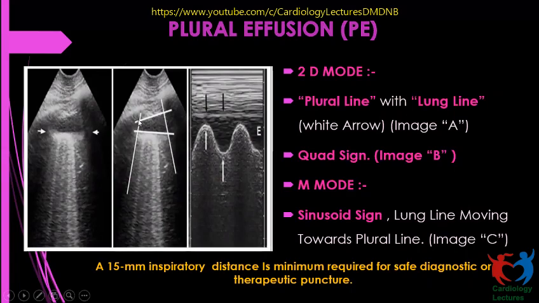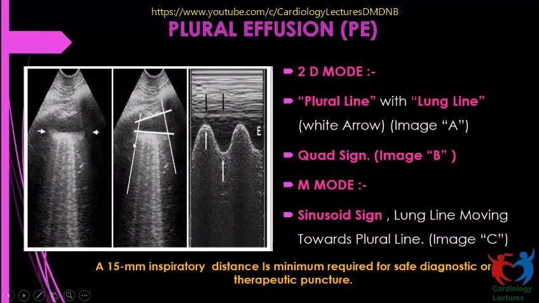If we draw a line parallel to the visceral pleura and the parietal pleura, and draw two vertical lines limiting the rib shadows, it gives you a quadrangle. It is called a quad sign. When you put an M mode across between the two rib shadows, you have something called the sinusoid sign, where the lung comes in inspiration and goes down in the fluid, giving rise to a sinusoid type of wave pattern.